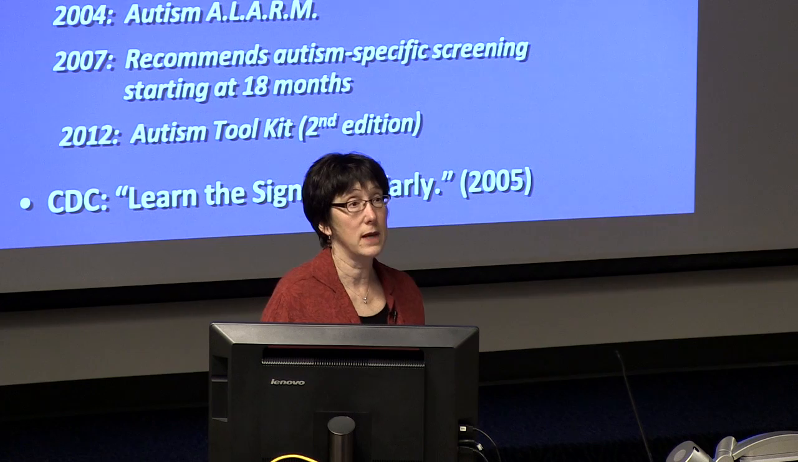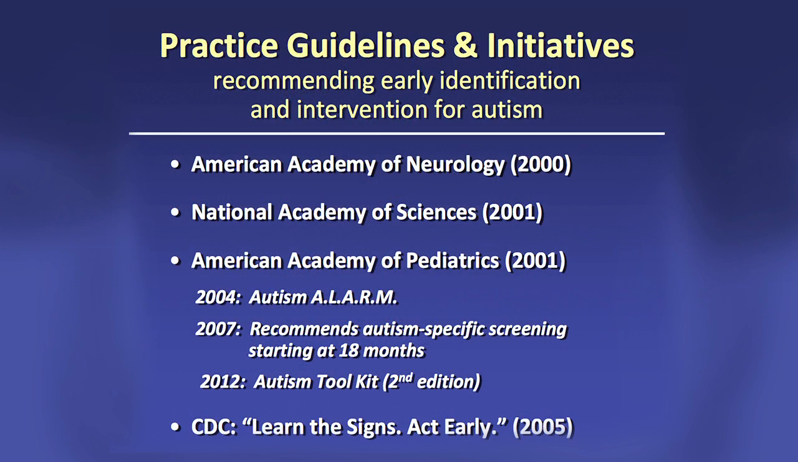For more than a decade, there have been practice guidelines that have advocated early identification and early intervention. The American Academy of Neurology and the American Academy of Pediatrics, and the AAP has really been most active, came out with very specific recommendations in 2007 for autism-specific screenings to be conducted in general pediatric practices for all kids at 18 and 24 months. They've developed a toolkit, which they've just revised last year. The CDC has also become involved in a big program, Learn the Signs, Act Early.